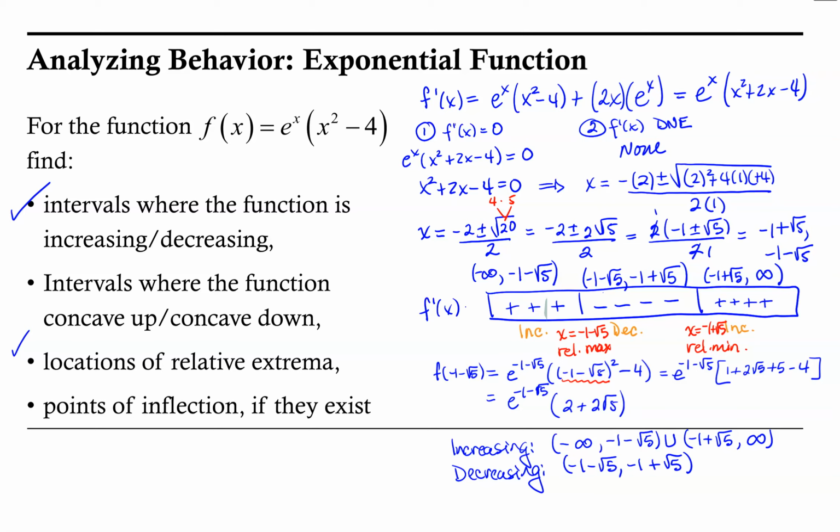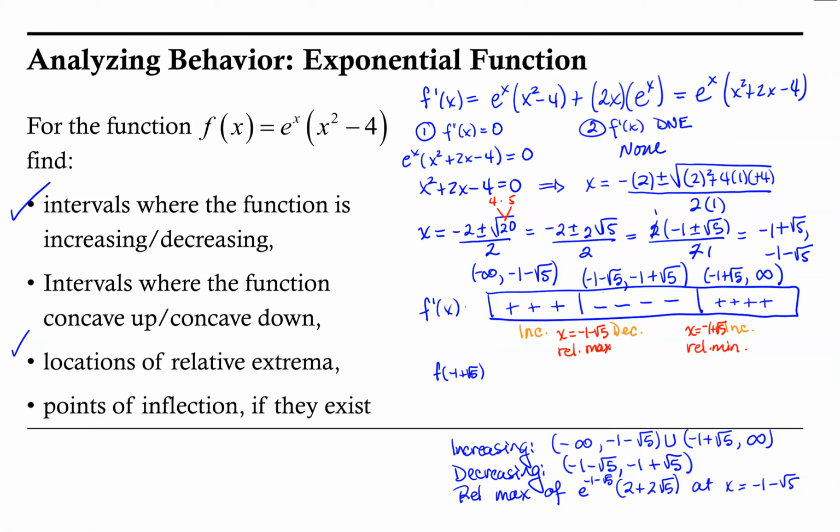So we can say that there is a relative maximum of e to the -1 minus square root of 5 times 2 plus 2 square root of 5. That's our maximum value at x equals -1 minus square root of 5. And that's by the first derivative test. Let's go ahead and look at our second critical point.